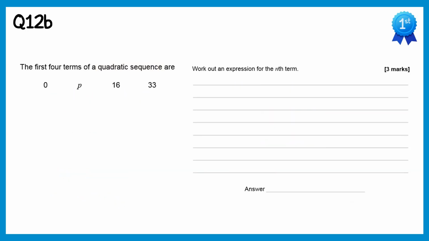Now we need to find the nth term of the sequence, so we'll change p for 5 since we found that out in part A. The first differences are as follows, 5, 11 and 17, and the second differences are both 6. If you halve 6 you get 3, so this must be a 3n squared sequence.